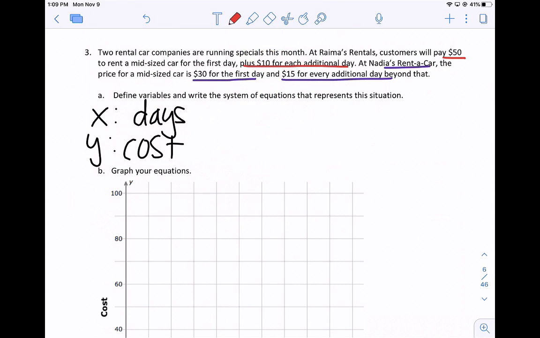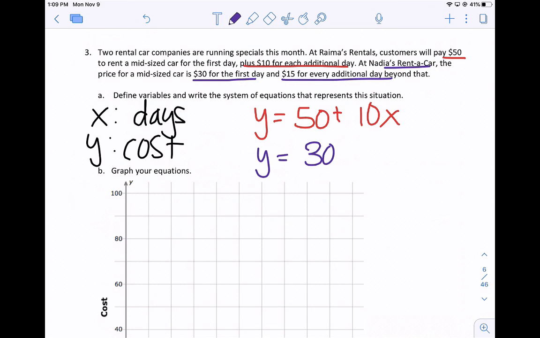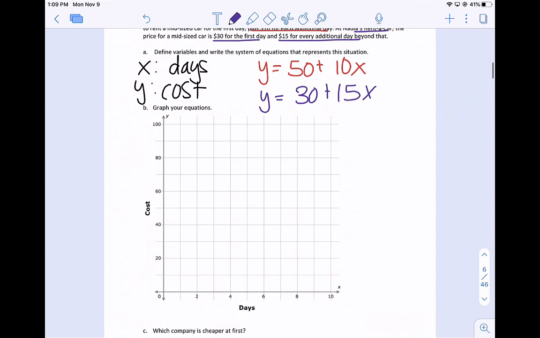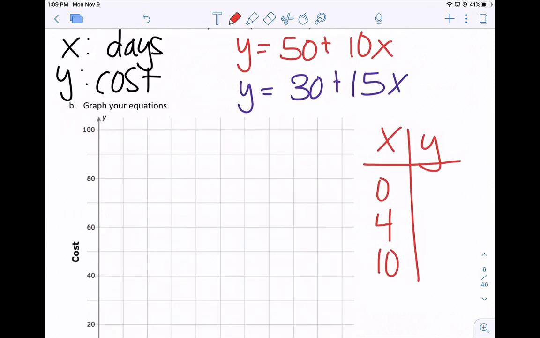All right, so for Rima's, they'll pay $50 to rent the car plus $10 per day. And at Nadia's, they'll start at $30, but it's going to be $15 per day. So it looks like Nadia's is cheaper at first, but at some point, will Rima's become less expensive? So let's graph. Again, I'm going to make a table. Okay, so I'm going to do Rima's in red. And I'm just going to pick some points. I'll do 0 days, I'll do 4 days, and I'll do 10 days. Okay, so I'm just going to plug in.